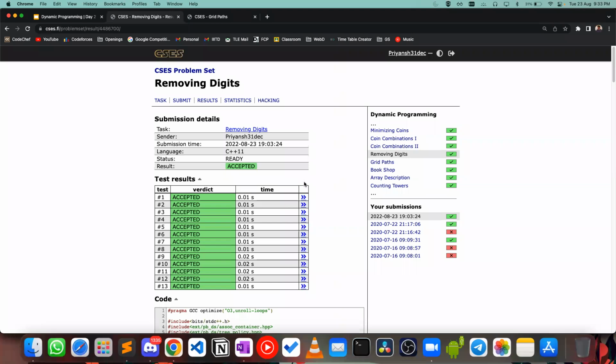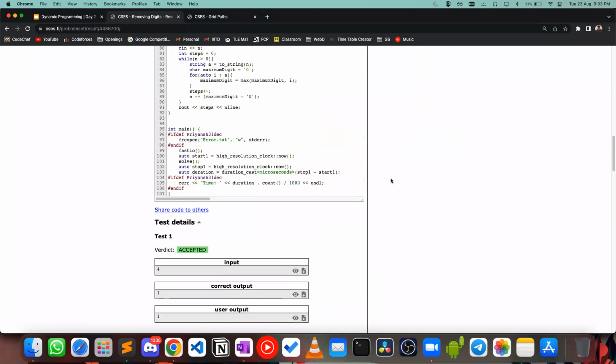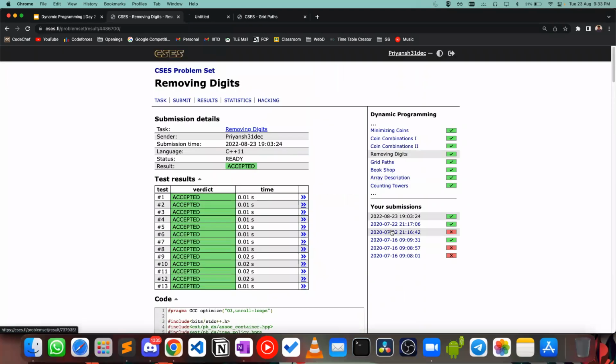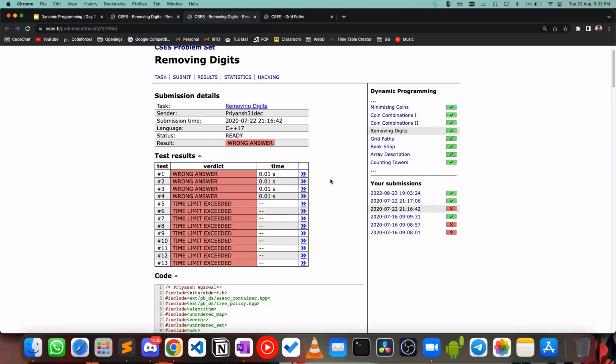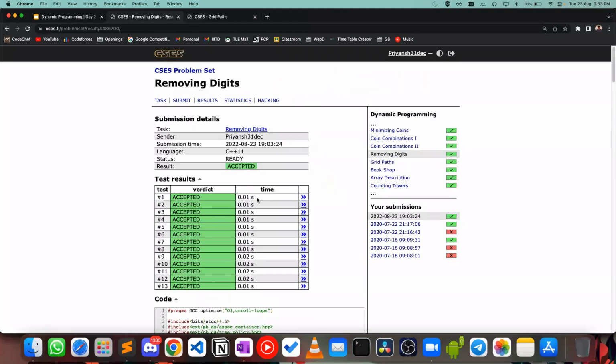Okay, we got an accepted verdict by subtracting the largest digit. That's amazing. So I also got a wrong answer here. And what was I doing here? Okay, this was some DP. But yeah, so up until 6 digits, we don't have any case where this fails. So yeah, this greedy solution also works.